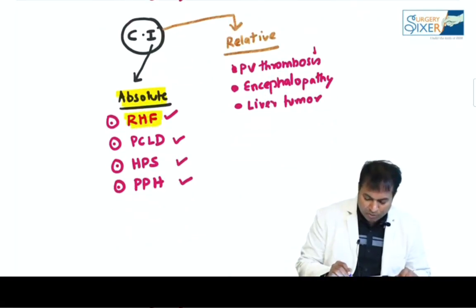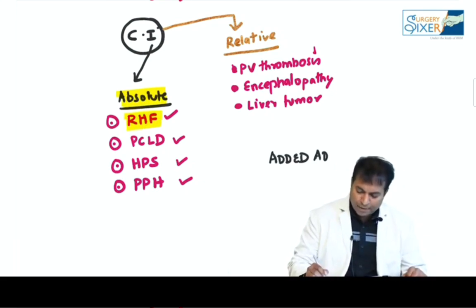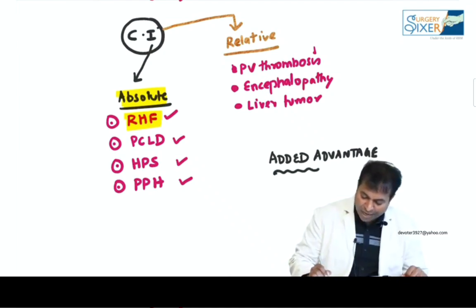Absolute contraindication, please don't forget: right heart failure is an absolute contraindication. And what is the one added advantage of TIPS? Usually it is done for stopping the variceal bleed, but there is an added advantage. What is it known as?